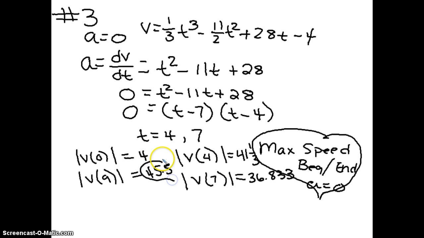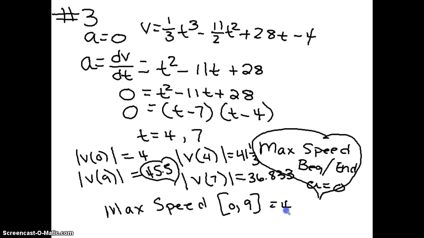Now to find the maximum speed, we're just going to pick out the biggest one, and that's 45.5. So the maximum speed on the interval from 0 to 9 is 45.5 feet per second.